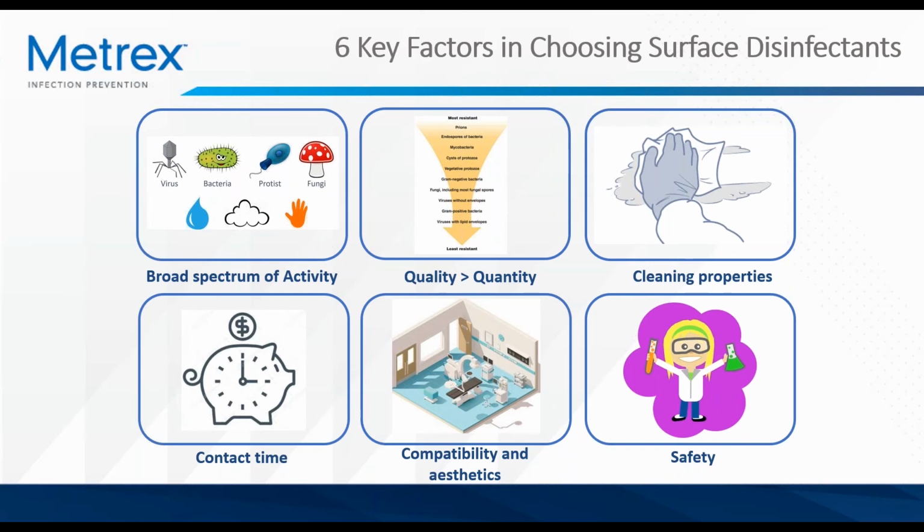First, we have broad spectrum of efficacy. A product that has efficacy against a spectrum of pathogens, including bacteria, viruses, fungi, and in healthcare you need to look for a TB claim too. The quality of efficacy claims over the quantity of efficacy claims is another key factor. Just because a product has 100 claims doesn't mean that it has the clinically relevant claims important to your facility.